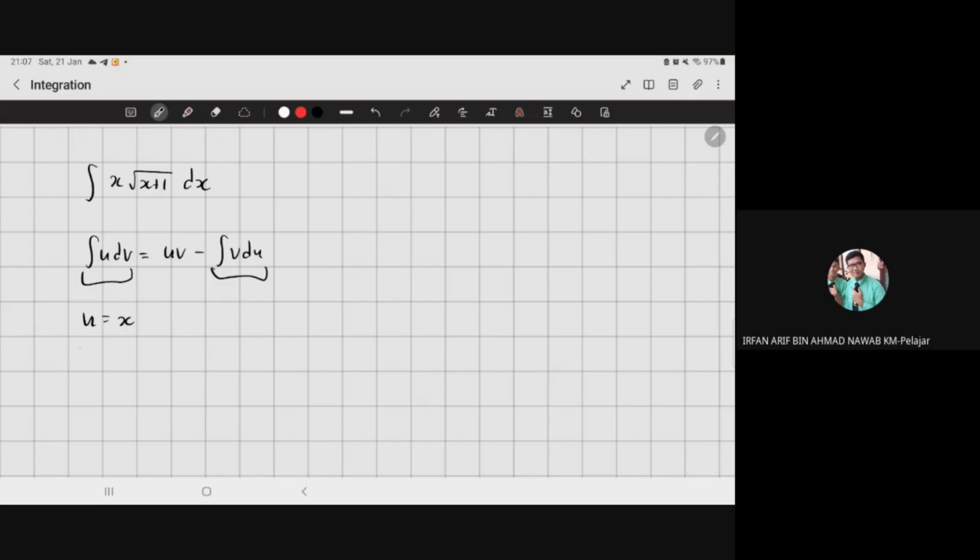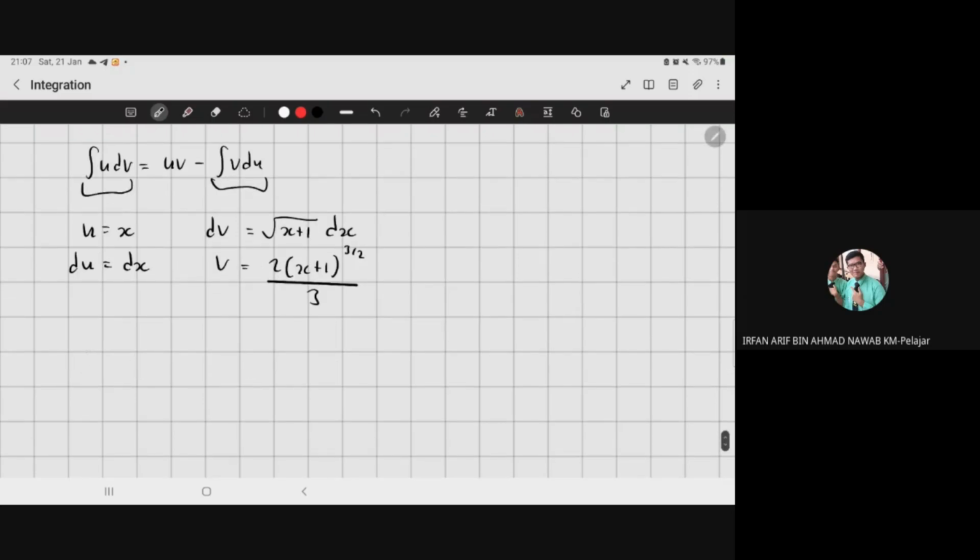Okay. When I differentiate it, I will get dx. And then for dv, it will be square root of x plus 1 dx. Then when I integrate this, I will get 2 times x plus 1 to the power 3 over 2 over 3. All right, so now we have our variables. All we have to do is just substitute into the given formula.